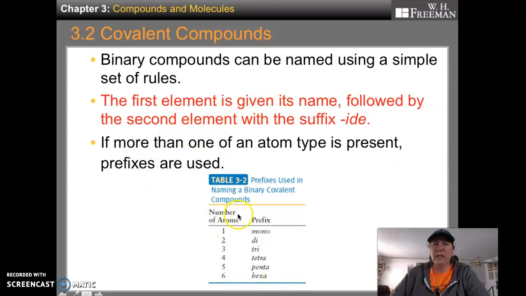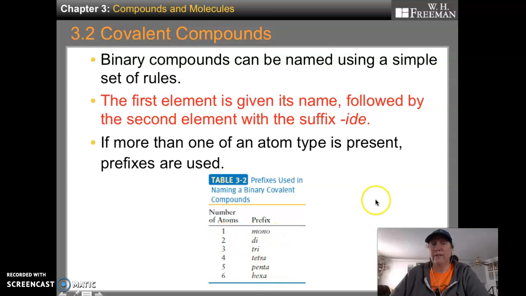Okay, so the first element, you write the name as it is. If there's more than one, you put a prefix. So if it was like C2, you'd write dicarbon. The name stays the same, but you put a prefix. If there isn't more than one, you just write carbon. The second one, you change the ending to IDE like we did before. And again, they have to have a prefix. So if there's only one, you use mono.